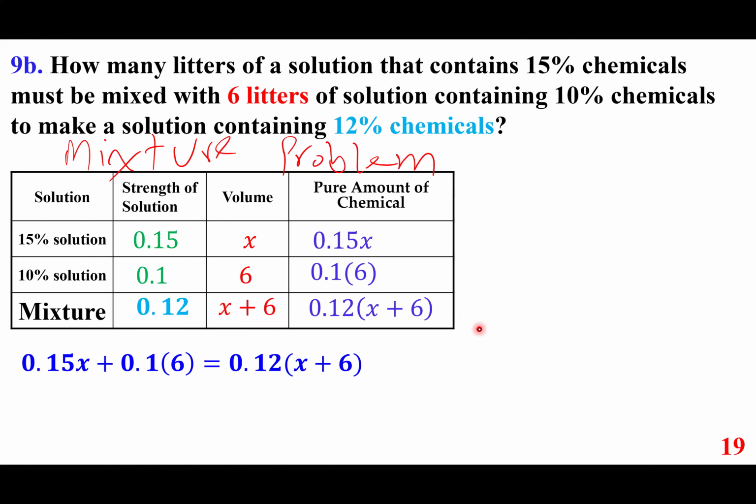If you want to go by the system, then they put Y here, okay, class, and you have to put Y, and then you can go with the system. So having said that, this is 0.15X, this is 0.6, this is 0.12X, and 12 times 6 is 72. You have two decimals, 0.72.